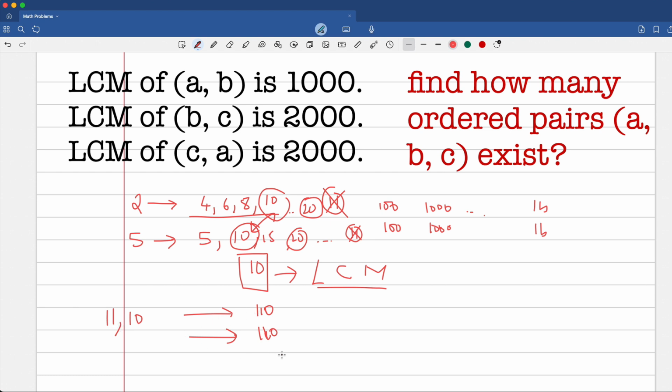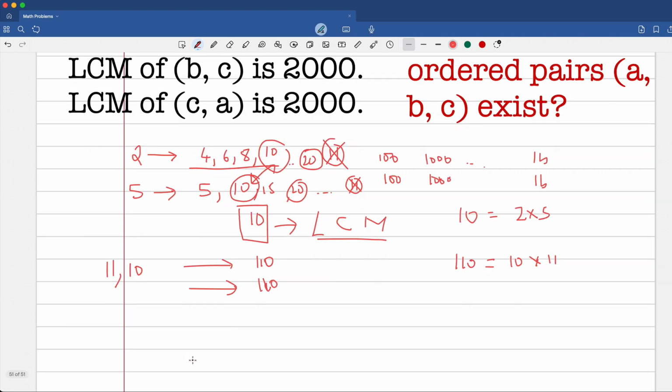Now, if you notice this, there's something interesting here. The LCM 10 is nothing but the product of the numbers, 2 times 5. And the LCM here, 110, is nothing but the product of the numbers 10 and 11. Let's make a small change.